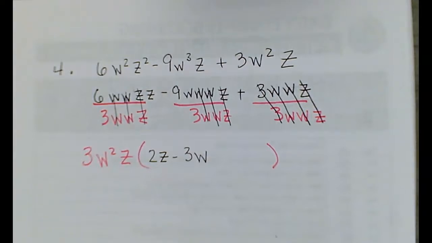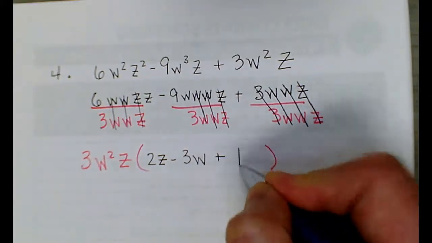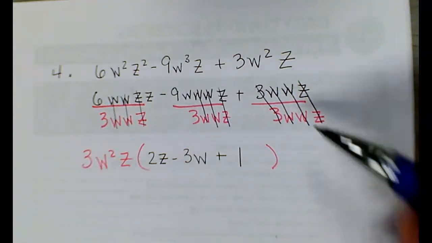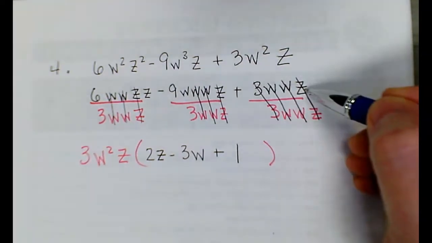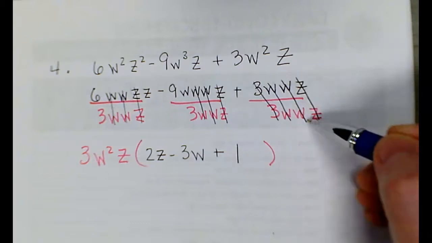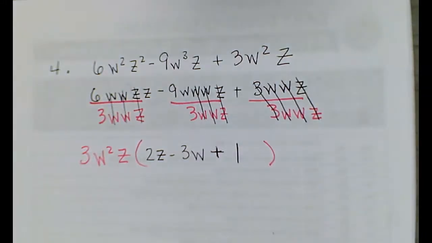It all cancels. What does that mean? Well, canceling is actually dividing. What is 3 divided by 3? And what is w divided by w? Anything divided by itself is 1. So this polynomial divided by this polynomial, anything divided by itself is 1, not 0. There has to be a 1 there.